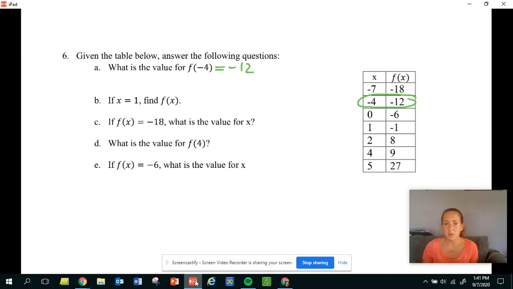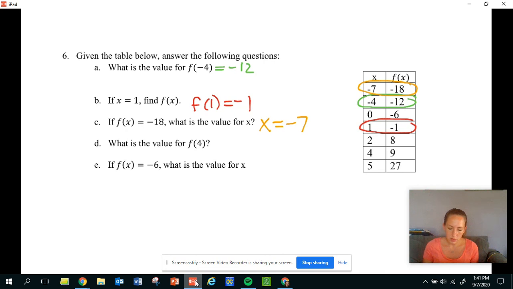If X equals 1, find F of X. Now this is tricky because it's saying X equals 1. It's not saying F of X equals. So it didn't put it in the parentheses, but it's asking you the same thing as if it had. So when X equals 1, F of X, that's the same thing as saying F of 1 equals -1. Okay. If F of X equals -18, what is X? So I look in the Y column or the output column and I find -18. And in this case, X would be -7.